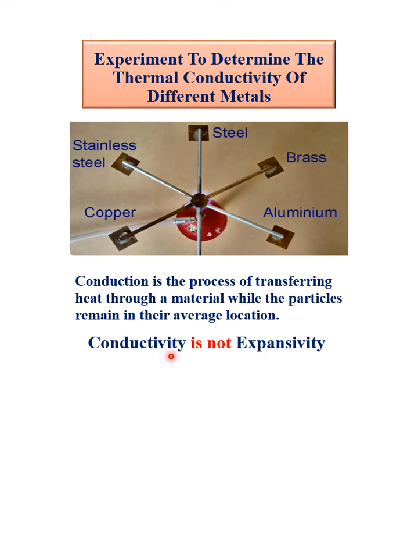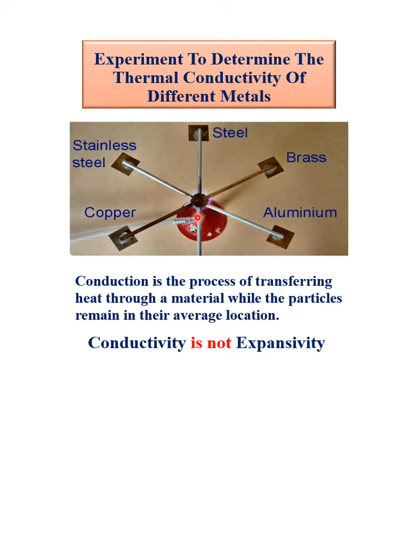Now that we know what conductivity is, let us look at all of these metals and determine which of these metal rods will conduct heat the most and which one will conduct heat the least. In this experiment, there is a flame hitting the metal at the center. Each of these rods is heated at the center at the same time.